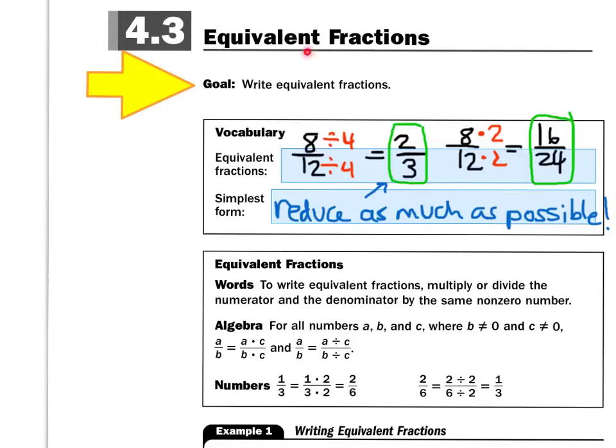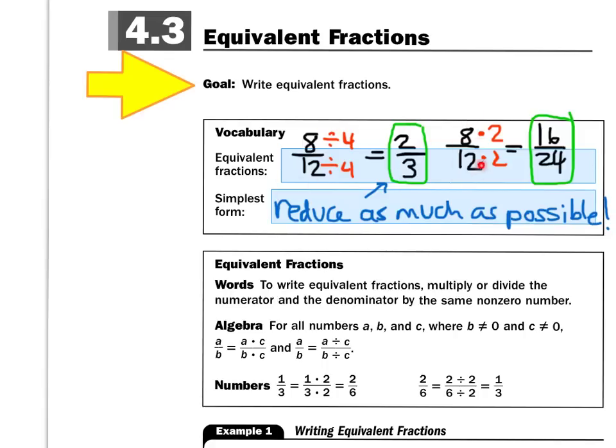Hello, you guys. Let's talk about equivalent fractions. So our goal is to write equivalent fractions. Let's say I had 8 over 12. Well, I could divide both the numerator and denominator by 4 to make 2/3. So these are what we call equivalent fractions.